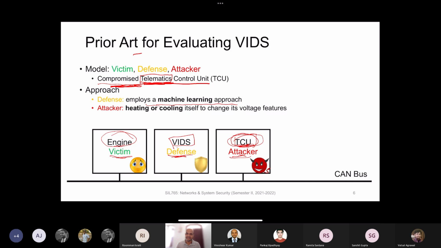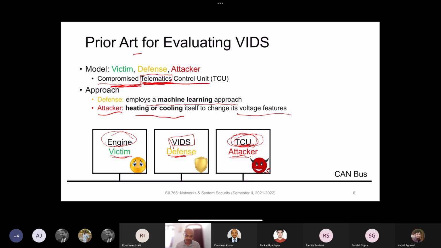The hardware will remain the same, and therefore the voltage characteristics may not change. Also, the location where this TCU is connected cannot change. So in that case also the voltage features should remain the same. What the attacker could at best do is probably try to heat or cool itself in order to change the voltage feature. That is the only thing the attacker could do.